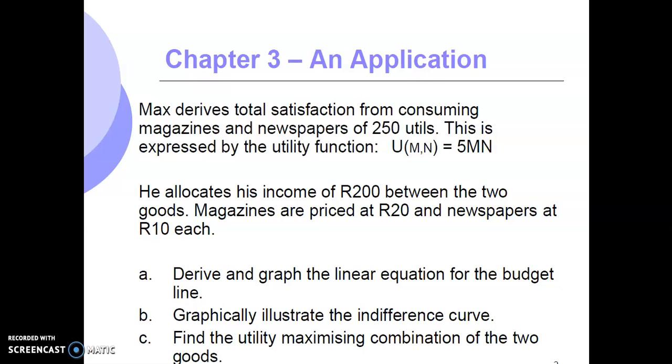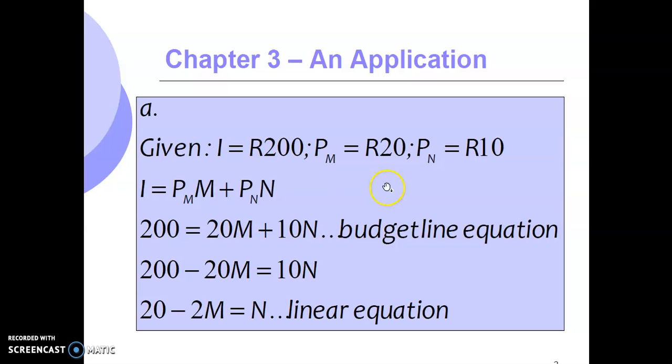We have our y on the left-hand side, and in this case, our y is newspapers. So we need to rearrange this budget line equation such that our y, which in this case was n, is on one side, or the subject of the formula. So here we have our original budget line.